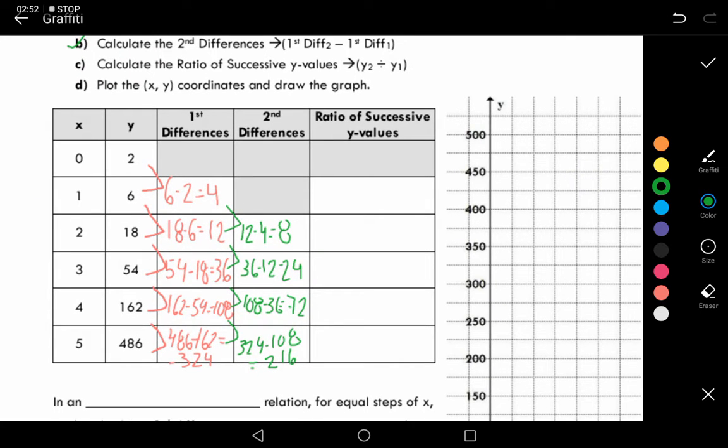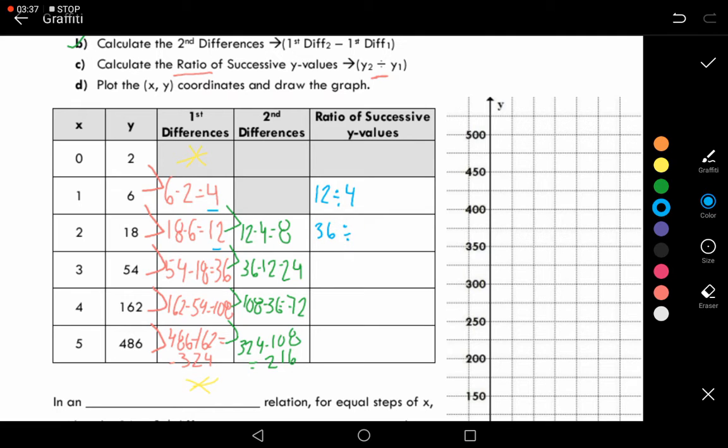Okay, so up here again, I've completed A, I completed B, moving on to C. So calculating the ratio of successive y values. What that is asking us to do is to calculate the ratio of our first differences. Anytime we see ratio, we need to divide. So what we're taking is, and I'll do this in a different color again, 12 divided by 4.